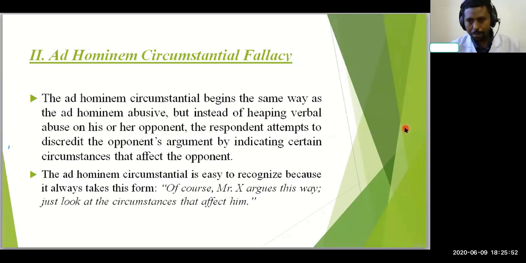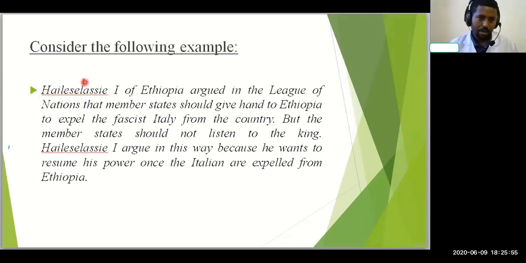For example, look at this example. King Haile Selassie I of Ethiopia argued in the League of Nations that the member states should lend a hand to Ethiopia to expel fascist Italy from our country. But the member states should not listen to the king. You see how the second arguer tried to commit the fallacy. But the member states should not listen to the king. Haile Selassie I argued in this way because he wanted to resume his power once the Italians were expelled from Ethiopia.